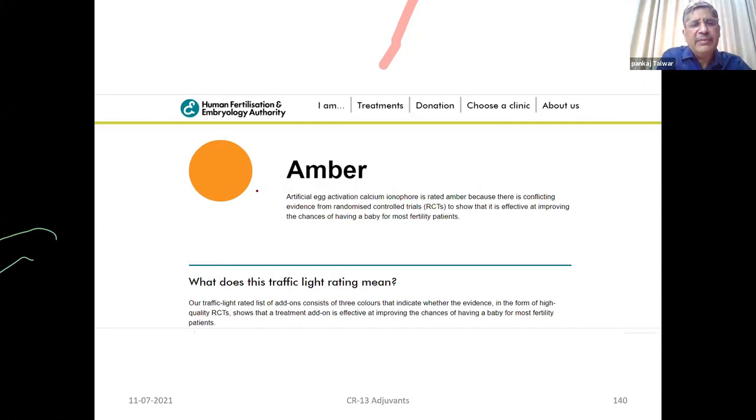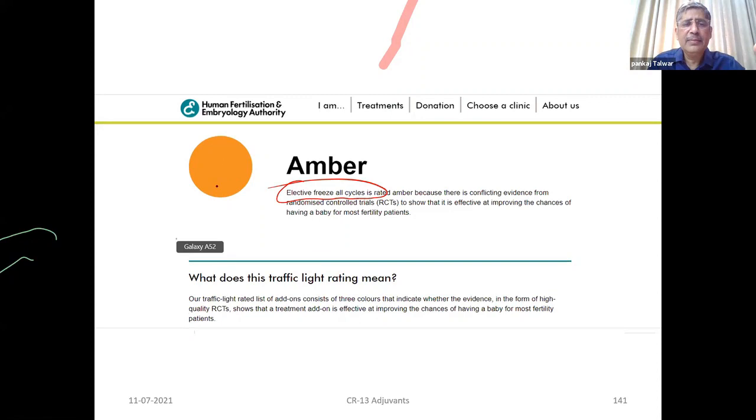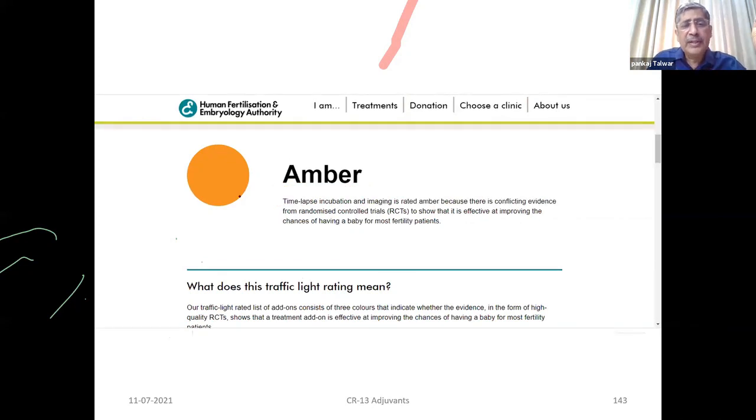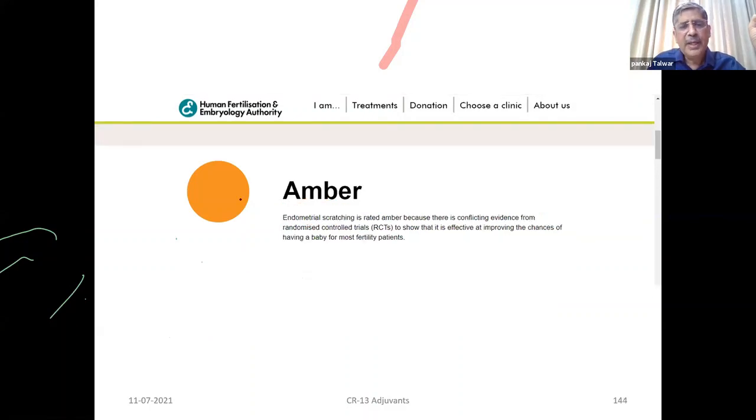So artificial egg activation is an amber, and this means that plus minus, tell your people, do it. Elective egg freezing, elective freezing of all cycles, cryo freezing of all the cycles is again an amber. This is no longer the right method to do. Giving somebody hyaluronan enriched media is also an amber. Time lapse incubation is also an amber. Now just remember, endometrial scratching and GCSF instillation are all amber. There is not much evidence about them. They are all debatable.